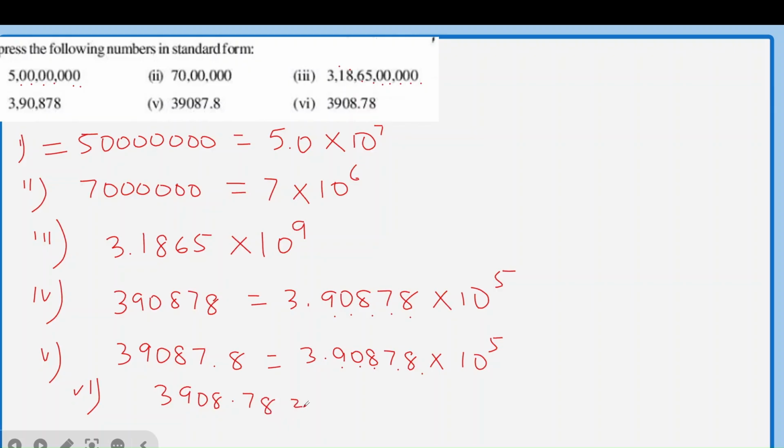The last question, 3908.78. Again, the current place of the decimal should not bother us. We have to place the decimal after the first digit, and then count overall decimal places, which is again 5 in this question. Okay, so this is our standard form.